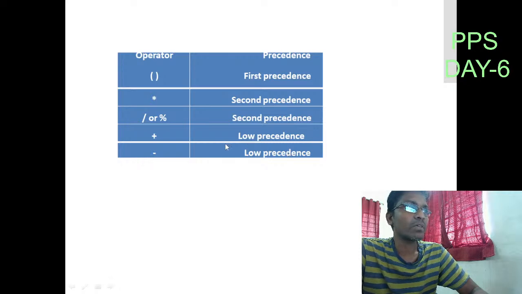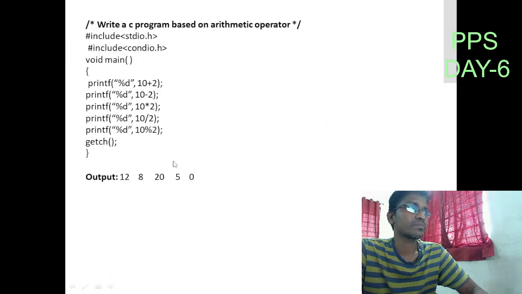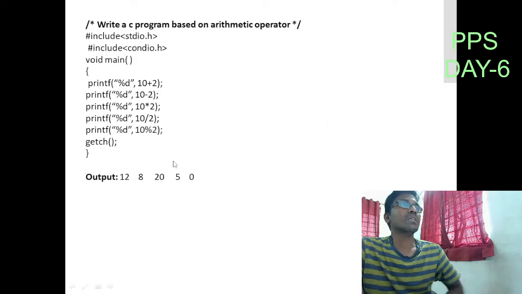So while evaluating an expression, first you give preference to the parenthesis. Whatever expression is enclosed in parenthesis, you evaluate that expression first. Later you evaluate star, slash and percent, and the lowest precedence is plus and minus. So this is an example for arithmetic operators.